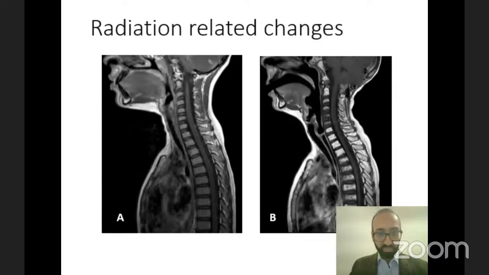So this is a case of radiation-related change. This patient has a medulloblastoma, and they've had whole neural axis radiotherapy. You can see image A is before treatment and image B is after treatment, and you can see the yellow marrow conversion. You can also see that it's not homogeneous. Part of this may be that some areas have received a little bit more dose or overlap, for example in the C-spine. But these are usually things that we try and avoid with modern radiotherapy.